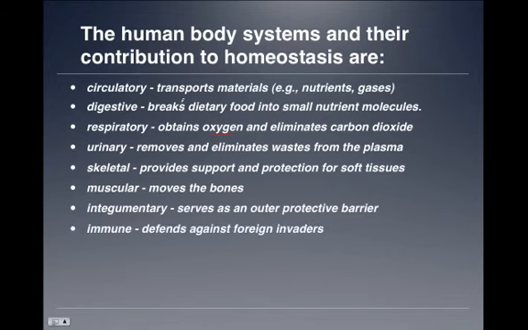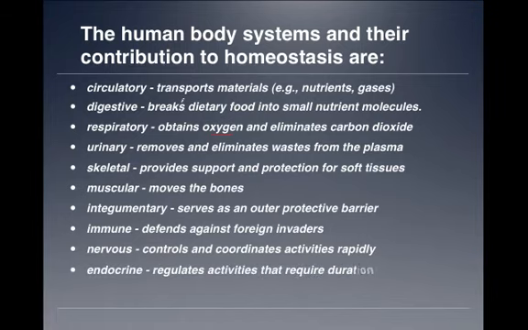The immune system, of course, is designed to defend against any type of foreign invader, whether it be bacterial or a virus. So again, our immune system helps to defend against foreign substances. The nervous system, of course, is very important. We already talked about this in terms of our homeostatic mechanisms as acting as a control center. It also helps to coordinate activities.